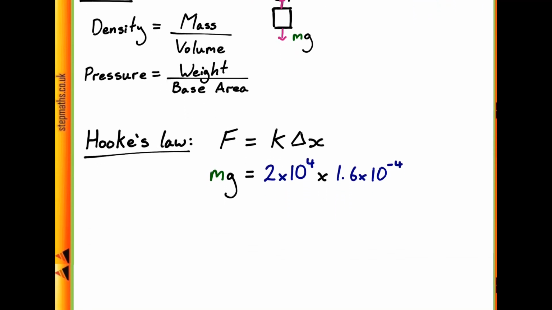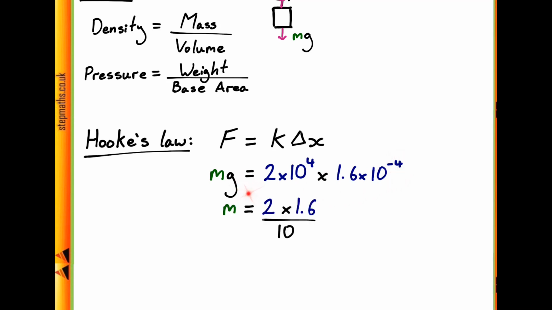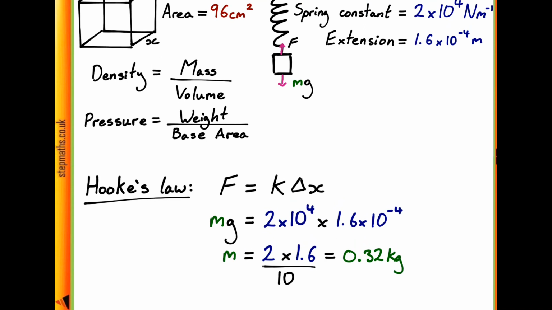Then, of course, we can see that the 10 to the 4 and the 10 to the minus 4 are going to cancel out with one another, and if we divide by g, then we get that the mass is equal to 2 times 1.6 all divided by 10, taking g to be 10, which is just going to become 0.32 kilograms. So the mass of our block is going to be 0.32 kilograms.